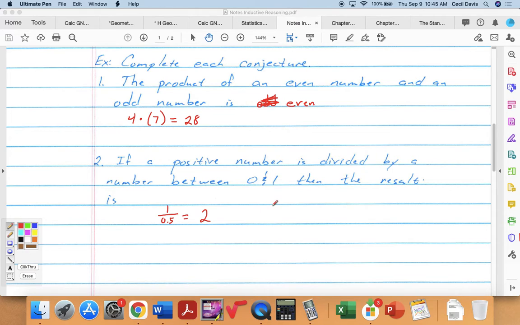All right, so let's do another one. Let's do 6 divided by 0.1. 60. That's a big number. So if a positive number is divided by a number between 0 and 1, the result is, well, greater than the original number.